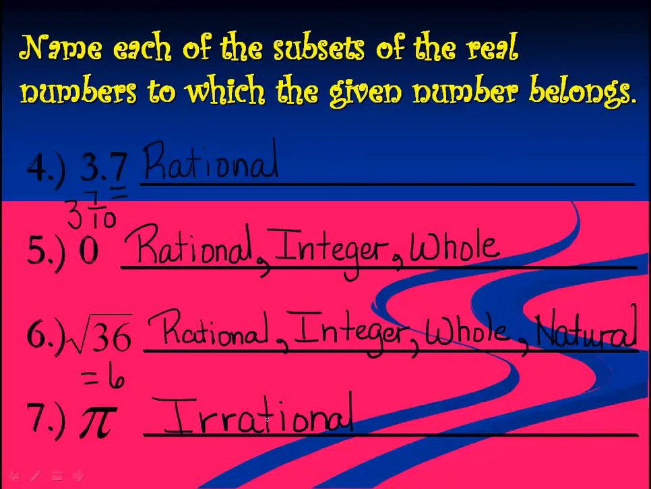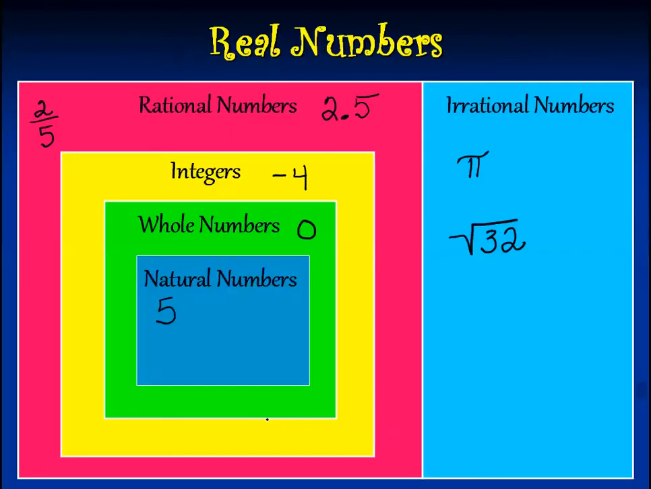So this is how we decide the subsets. Remember, this little diagram here can be very helpful when you are trying to decide what subsets to name. If something is a part of the natural numbers, it must be a part of all of the sets above it. If something is a member of the integers, then it must be a member of the rational numbers. Irrational numbers and rational numbers never overlap. So if a number is rational, it can't be irrational, and vice versa.